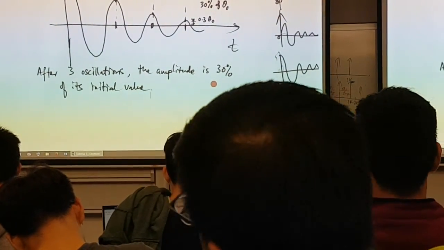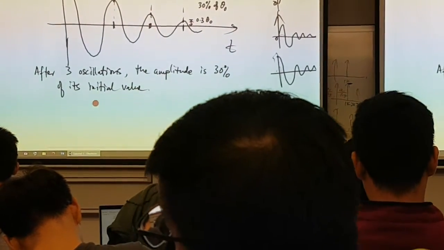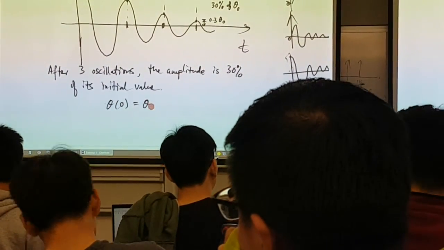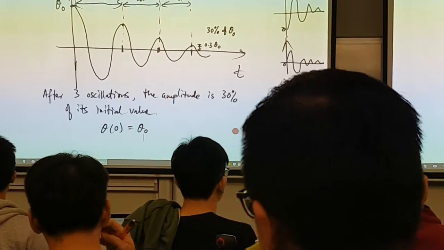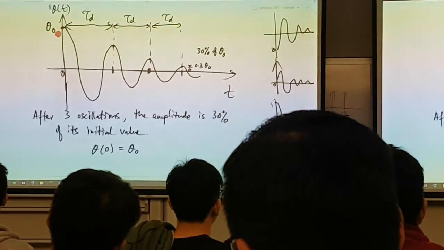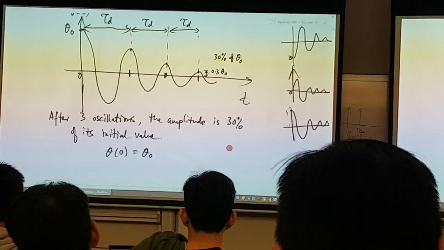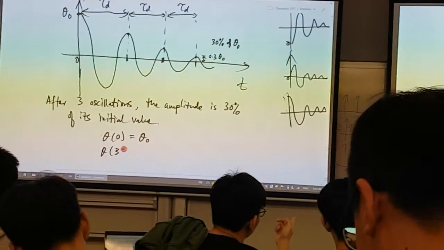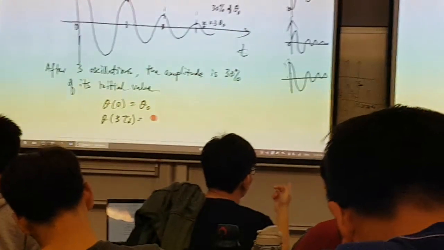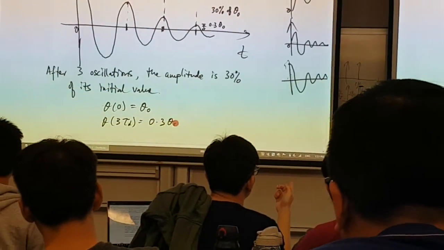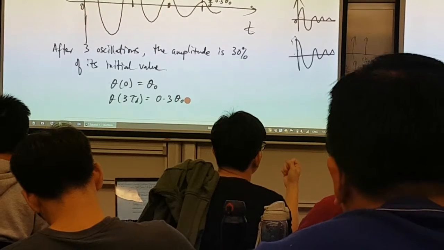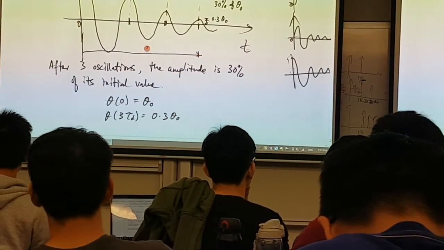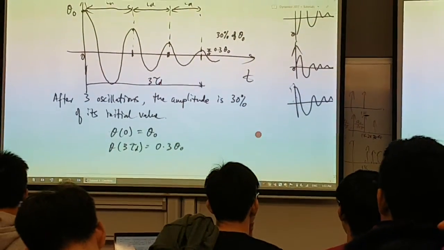So I can set it up. That means my theta at time equal to 0 is theta naught. That's my first initial condition. The theta at time 3 tau d is equal to 0.3 theta naught. Why 3 tau d? Because this is the amount of time that it would take, over here, 3 tau d.